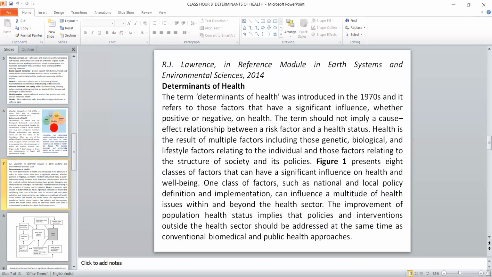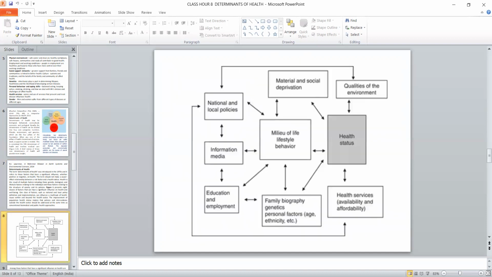And one more research article is by Lawrence. He submitted his research article, the model of Earth System and Environmental Science, in 2014. He clearly mentioned a flowchart based on lifestyle behavior. In this lifestyle behavior, there are seven factors which influence. One is material and social factors. Second one is how the government is implementing their health policies, so national and local policies.